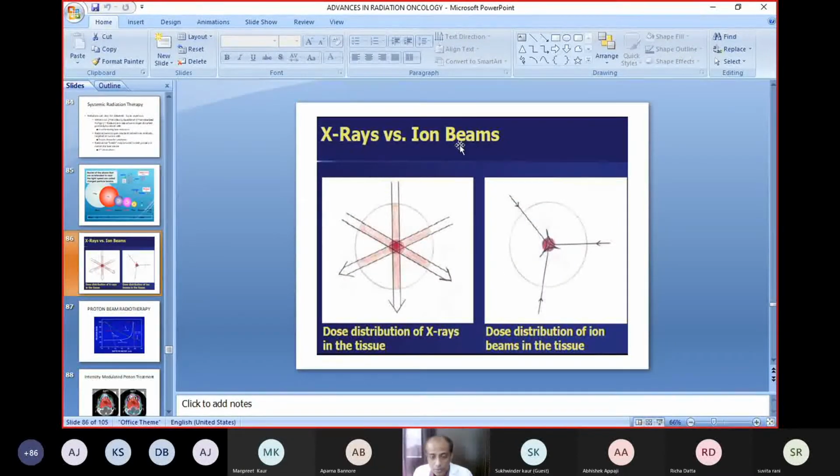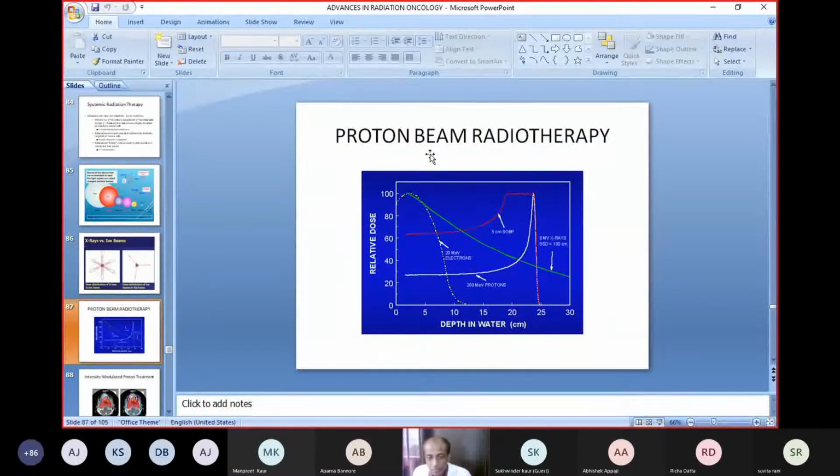What is the difference between X-ray based radiation therapy and ion beam based radiation therapy? In X-ray radiation therapy, you can see the X-ray travels so much distance, and all this area gets some amount of radiation. Where all the X-rays are colliding from different angles, the center naturally gets the high dose. This is the treatment area of interest. But all the surrounding areas also get some radiation, which is not required. But in a proton beam or carbon ion beam radiation, the radiation is delivered exactly at the area of interest where the surrounding tissues are spared. That is the benefit of proton beam.